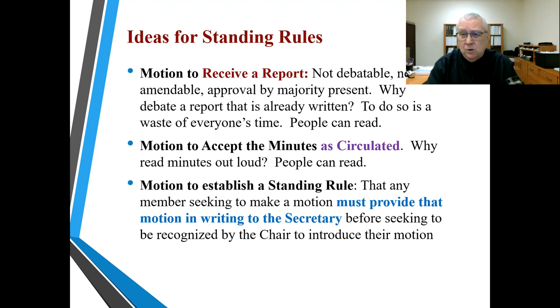Great way of handling a financial report, because once a financial report is audited, you really can't change it. There's no ability to make a motion, for example, that the office supplies are too high. Well, that may be fine. It doesn't change the fact that money's spent. But if you receive the financial report, then there's no need to waste time talking about office supplies that are too high. That's really something for an approval of a budget for the future. We can't change what's happened in the past.